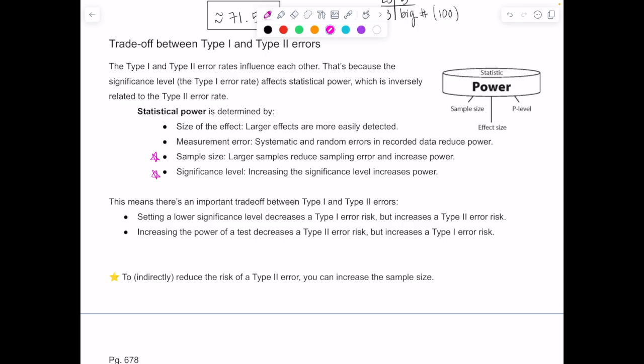Now, setting a lower significance level decreases the type 1 error risk, but conversely increases a type 2 error risk. And increasing the power decreases a type 2 error risk, but increases a type 1 error risk. So you have to be very careful when setting these things. Usually when we're talking about increasing power, we're talking about increasing sample size specifically.